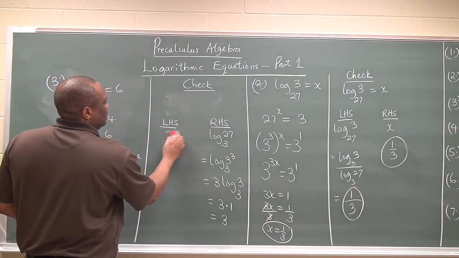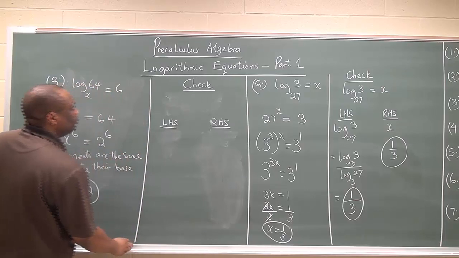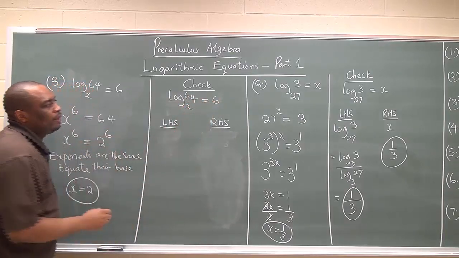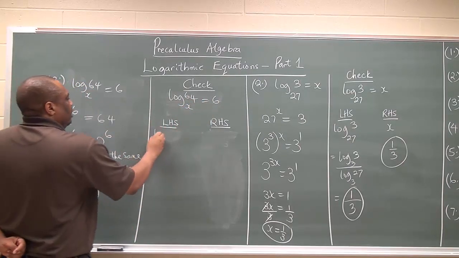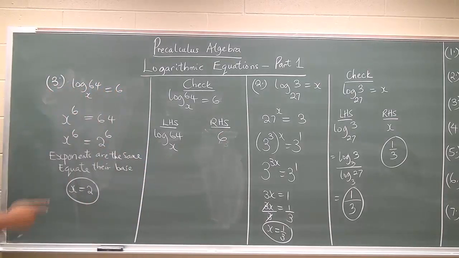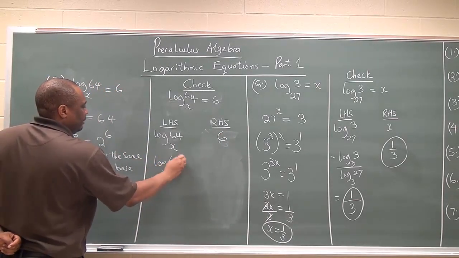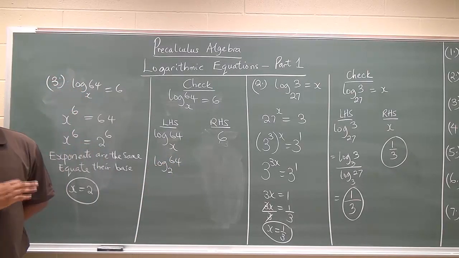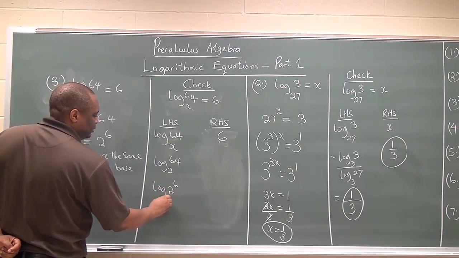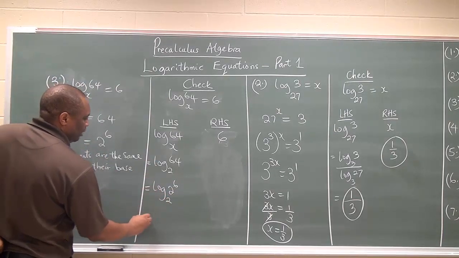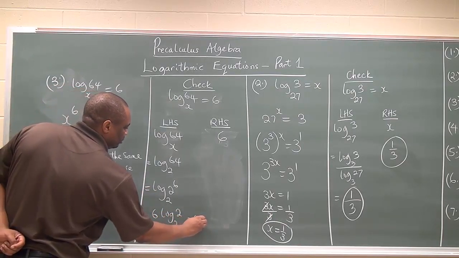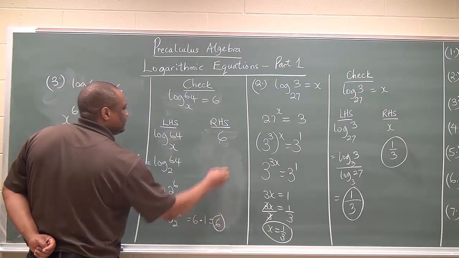Okay, the next thing we have to do is to check our work. So we write the equation log 64 base x is 6. Left hand side is log 64 base x. Right hand side is 6. So our x is 2, so this means log 64 base 2. Remember, we are using laws of logarithms here. So this will be log 2 raised to the power 6 base 2. And that will be equal to 6 log 2 base 2, which is 6 times 1, which is 6. 6 on your left, 6 on your right.